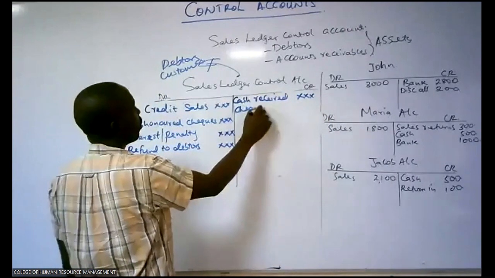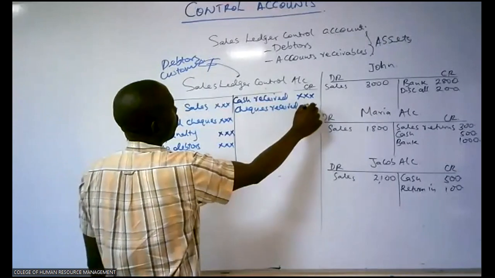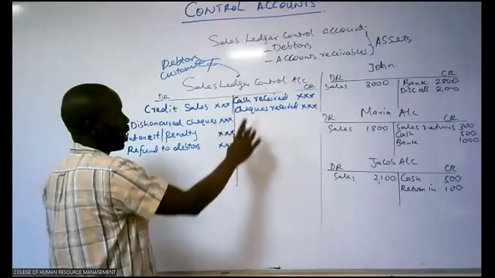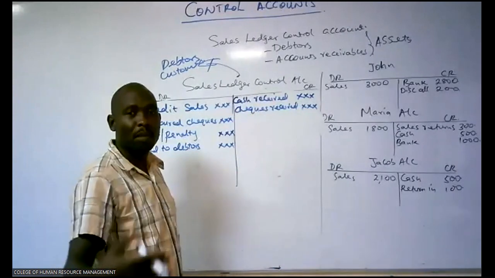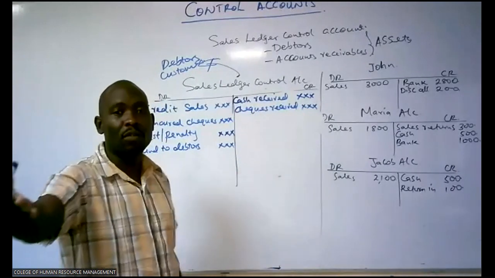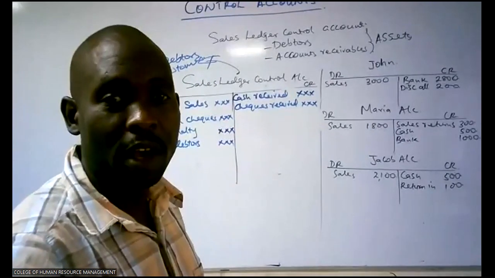checks received when they pay. This is when we are receiving from them. Remember, when we receive money from them, the balance is reducing from the year end.